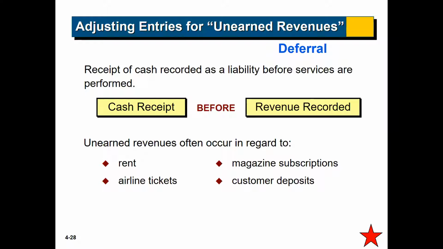Okay, so now we're going to look at unearned revenues and how we do the adjusting entries for the unearned revenues. So unearned revenues means that people have given us money before we've actually provided a service to them. So we're liable to give them that money back if we don't provide the service. Okay. So this is cash before the revenue is recorded. The kinds of things that we might see are rent, airline tickets, magazine subscriptions, customer deposits. Those are all things that could be unearned revenue.